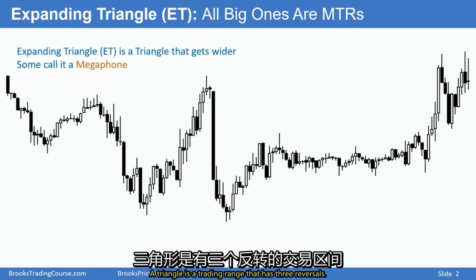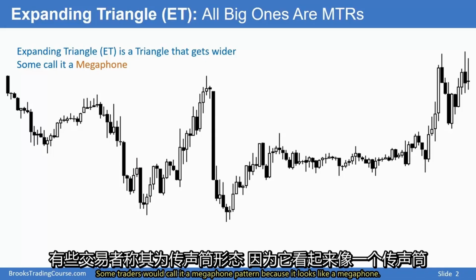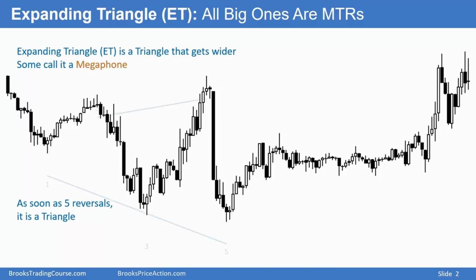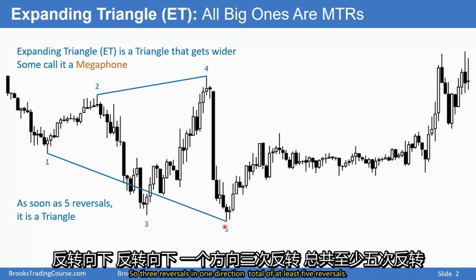A triangle is a trading range that has three reversals. Most triangles have converging lines, but sometimes the legs get bigger. Some traders would call it a megaphone pattern because it looks like a megaphone. Again, as soon as you see 5 reversals, it's a triangle. Reversal up, reversal down, reversal down. So 3 reversals in one direction, total of at least 5 reversals.